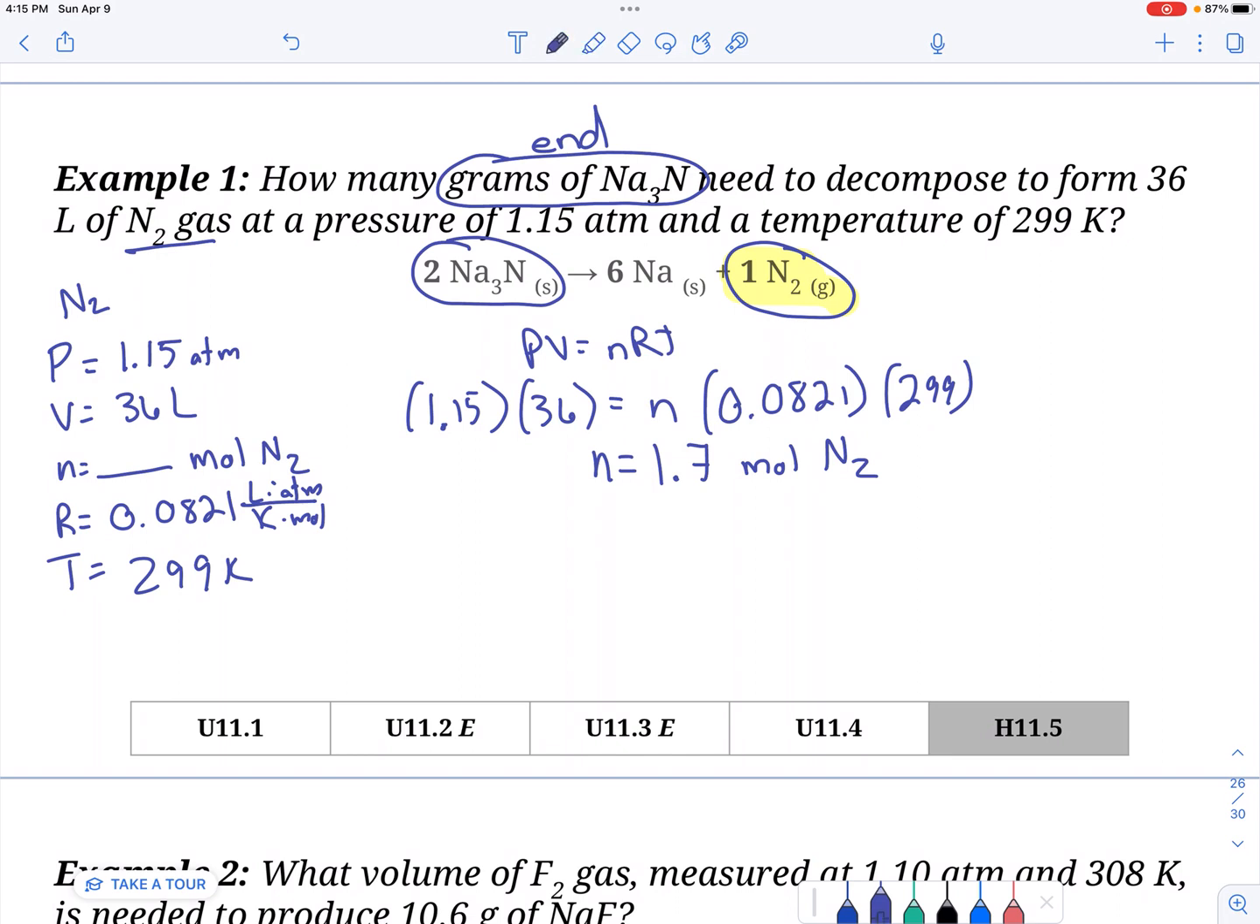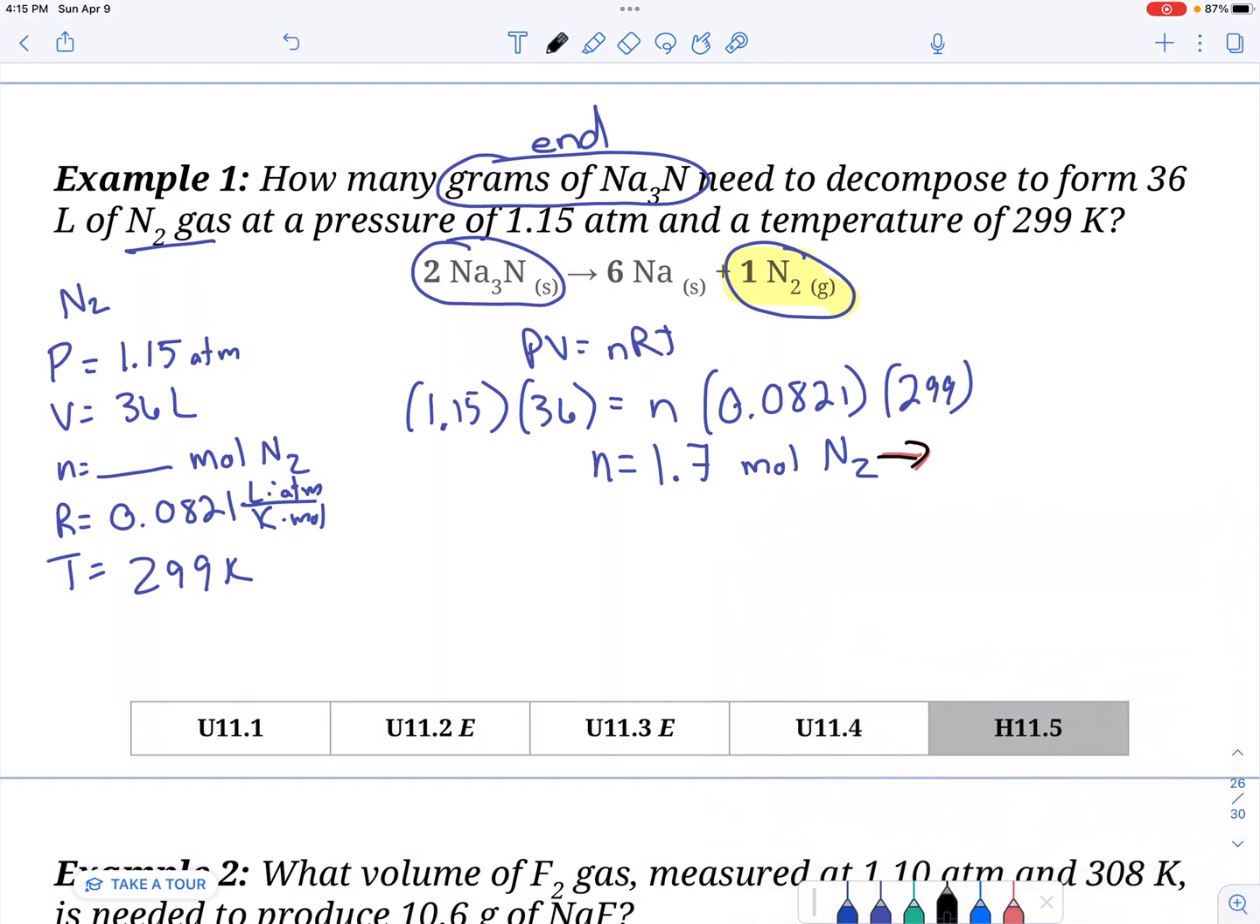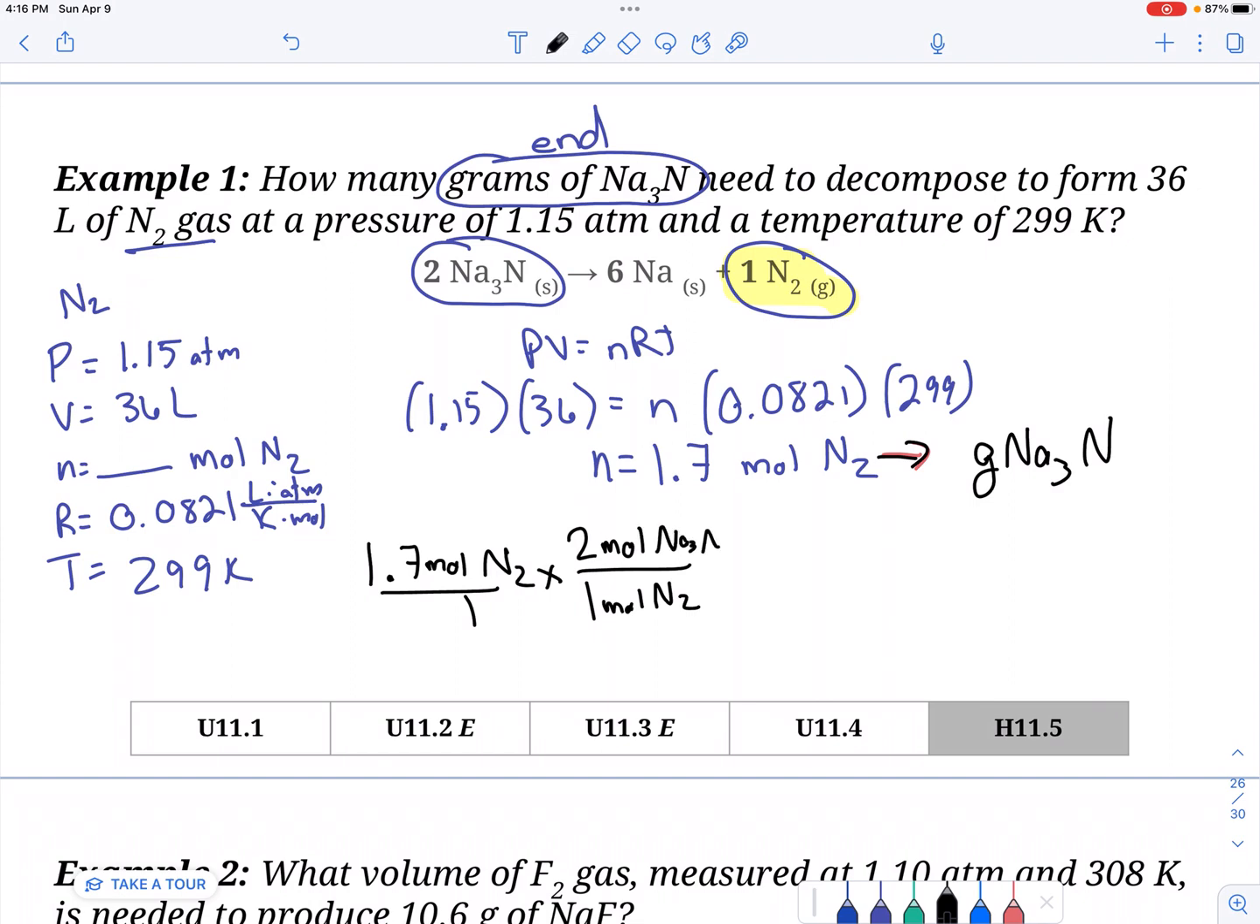So then now my second thing I have to do is I need to convert the moles of N2 into, sorry, I meant to go to black, into grams of Na3N. All right, this is where the chemical equation is going to come in. So 1.7 moles of N2. And then from the chemical equation, we know that for every 1 mole of N2, it's equivalent to 2 moles of Na3N. And then 1 mole of Na3N. The next step is to use the molar mass to get it from moles to grams.